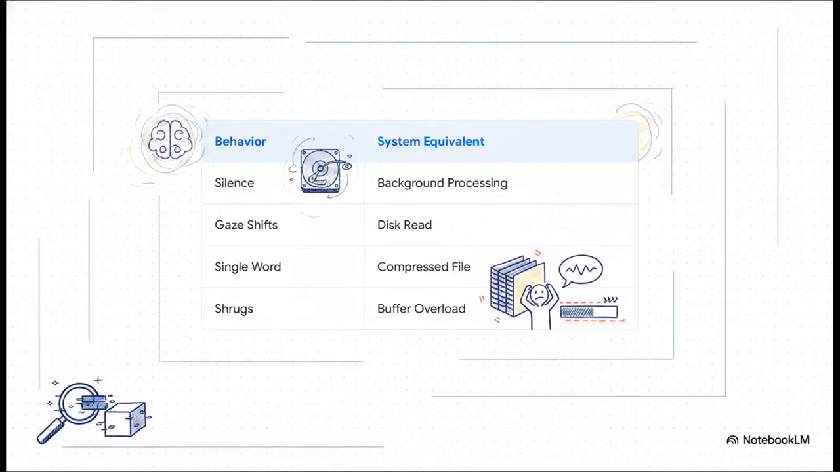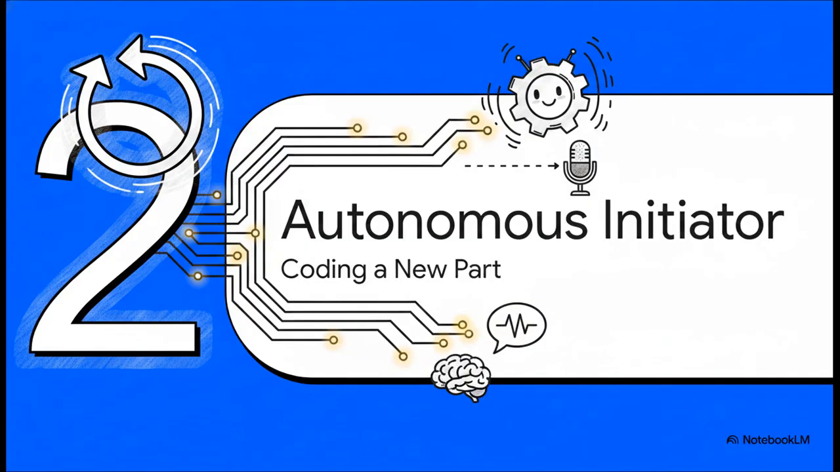Now, what's really interesting about the slide is how we can seamlessly translate human quirks into actual system architecture. Silence? Well, they aren't ignoring you, that's just background processing. Gaze shifts aren't distractions, they're disk read operations. A single spoken word isn't a lack of vocabulary, right? It's a compressed file. And a shrug? That is metadata telling you there's a buffer overload. When we change our debugging approach to match this system, our whole strategy shifts from feeling frustrated to becoming analytically curious. Section 2. Coding an autonomous initiator.